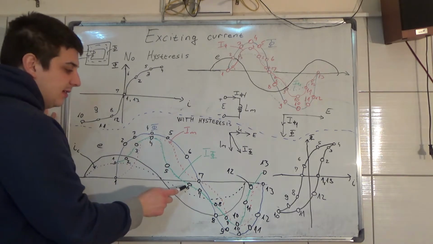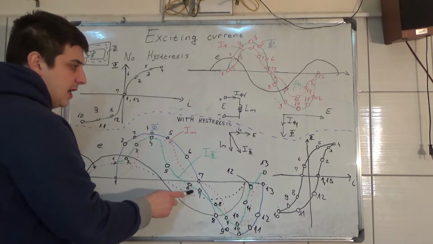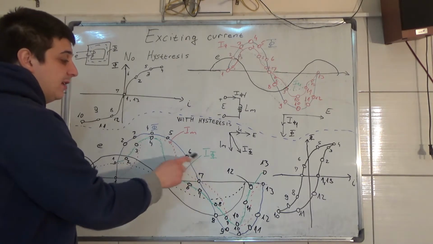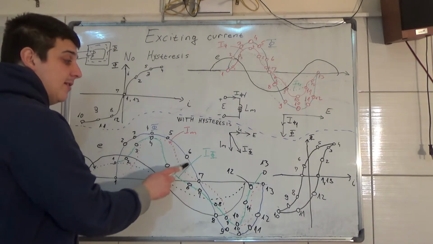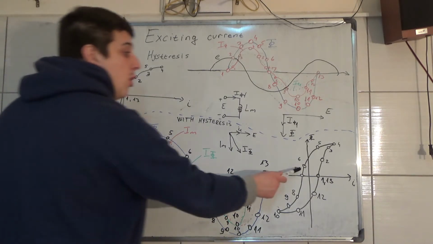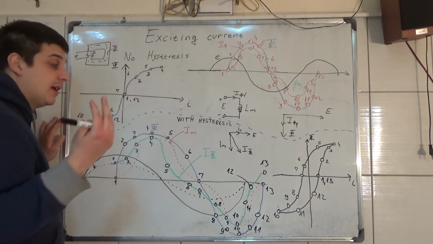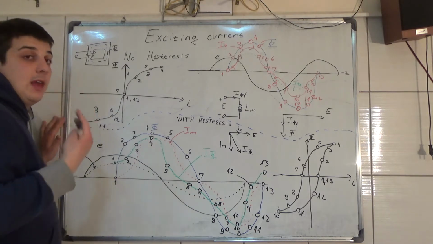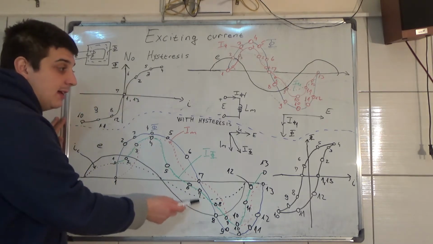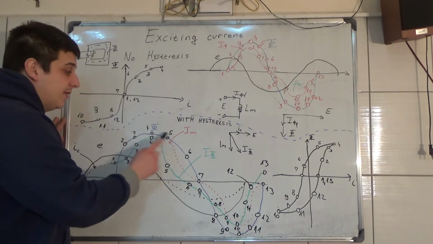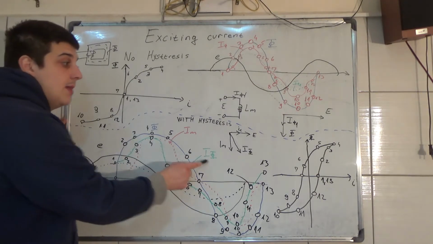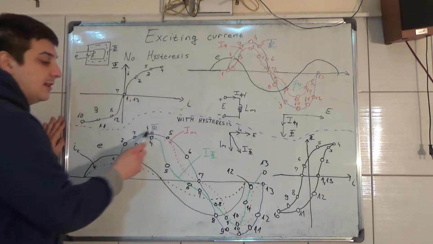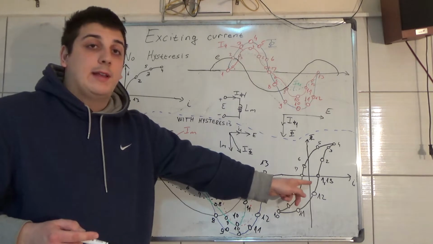And at point 6 here, we have a negative value of the exciting current, but we have a positive value of the magnetic flux. That's because of the hysteresis, and that's lagging. Now here at point 7 we have a negative value of the magnetizing current, but we have the value 0 of the magnetic flux, as shown right here.